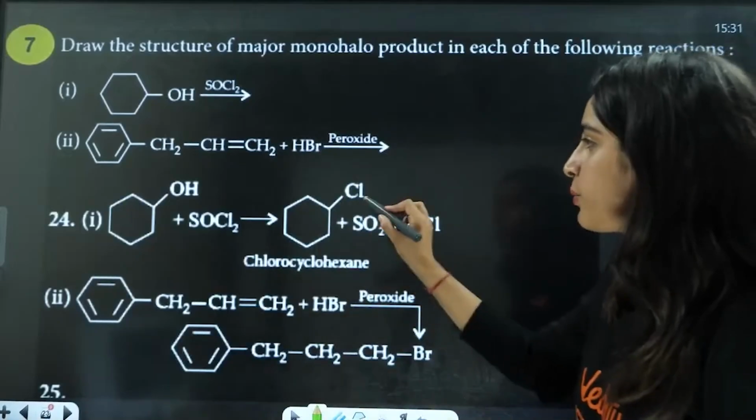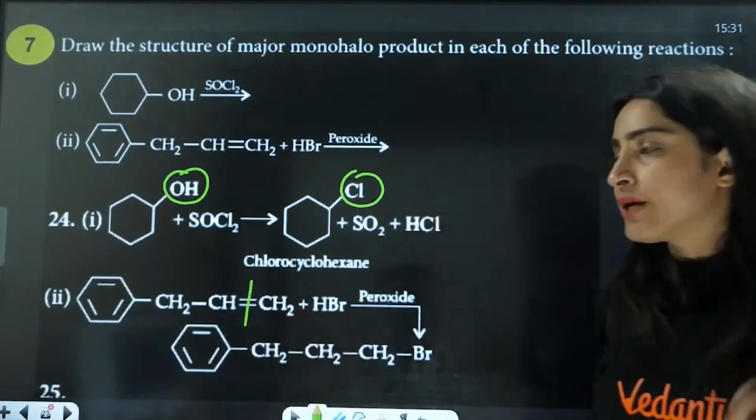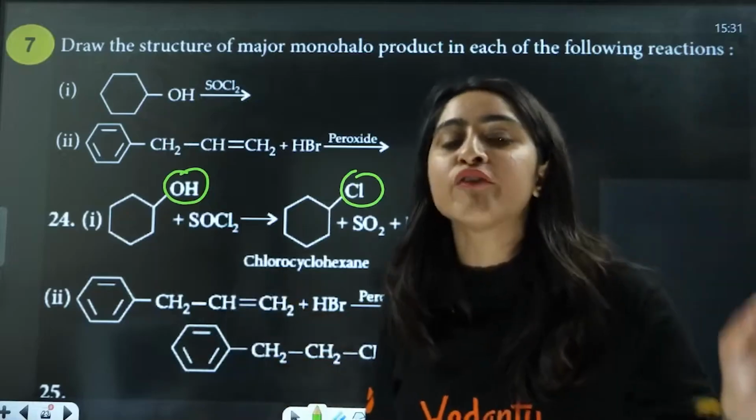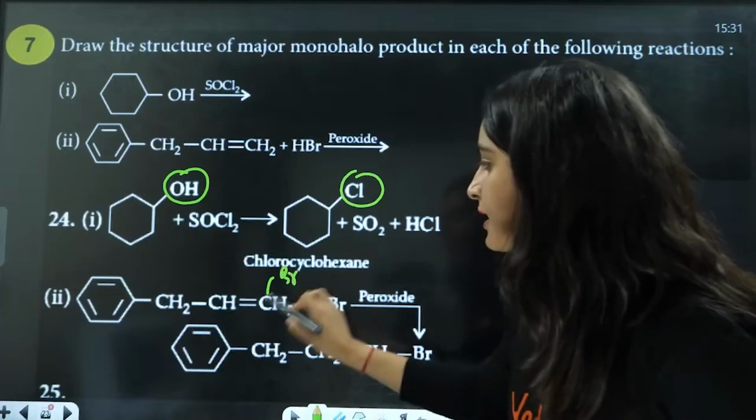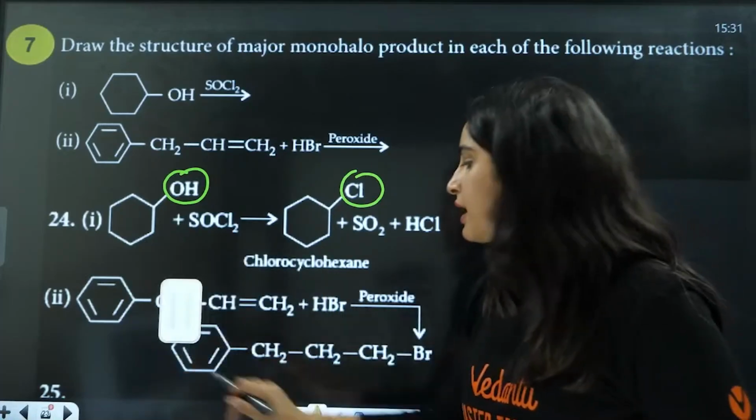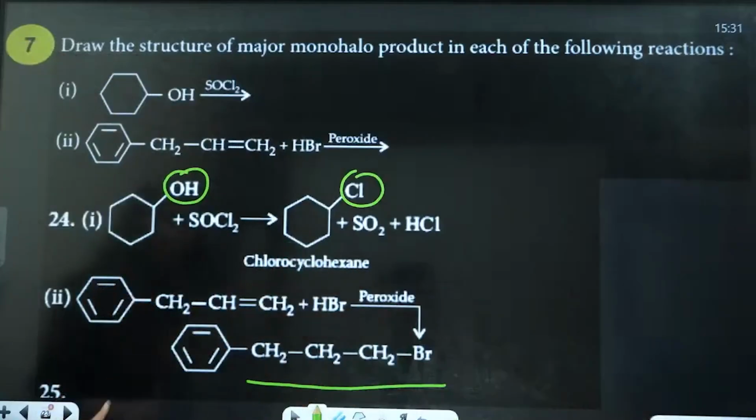So the products are going to be: this OH is going to be replaced by Cl, and here there is going to be anti-Markovnikov addition. That means the negative part goes to the carbon with the more number of hydrogens, that is Br, and here we will have hydrogen. This is going to be the right product.